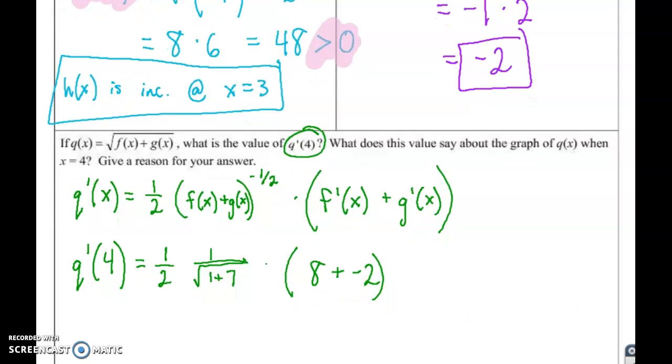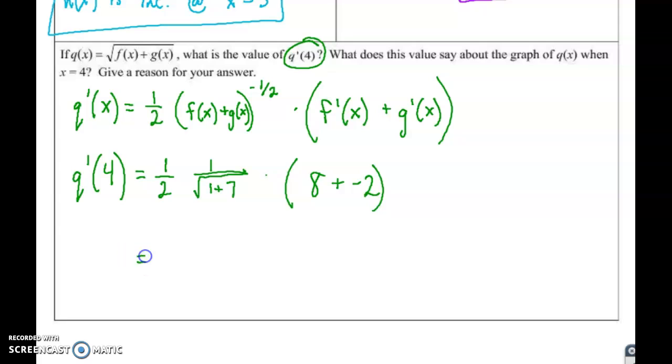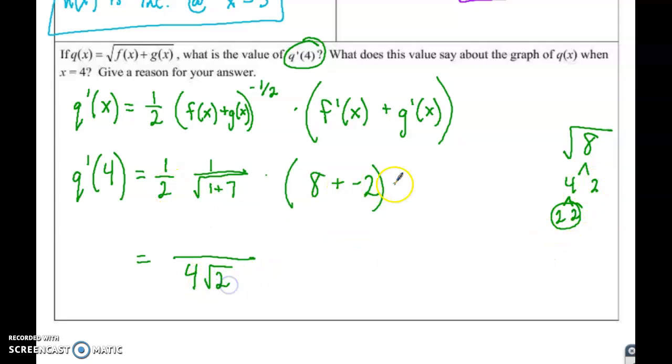So when we simplify that, I hope you're familiar with, let me just show the scratch work, square root of 8, 4 and 2, 2 and 2. So this would be 4 root 2, because 2 times 2 root 2. And in the numerator, 8 plus negative 2 is 6. And if you want, you can simplify it just dividing both by 2. Or if you prefer to rationalize it, we're looking at 3 root 2 over 4. Any of these answers work, and they're all accepted.